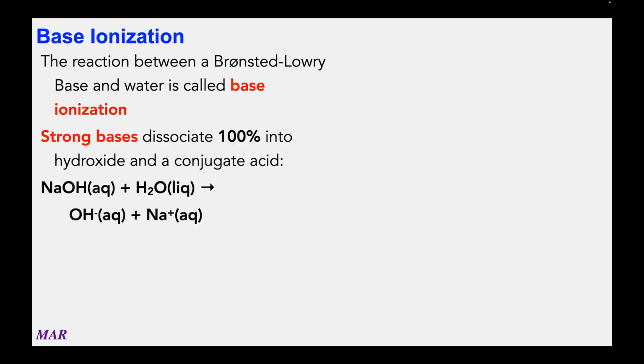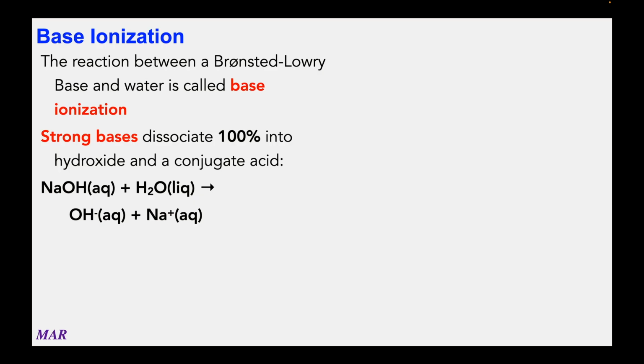Bases have a similar kind of process. There's strong bases and weak bases. The strong bases dissociate 100% into the hydroxide and some kind of conjugate acid. So sodium hydroxide in water actually doesn't have anything really to do with the water necessarily, but the NaOH does break up. It makes OH minus, which is really cool, and also a sodium plus ion.